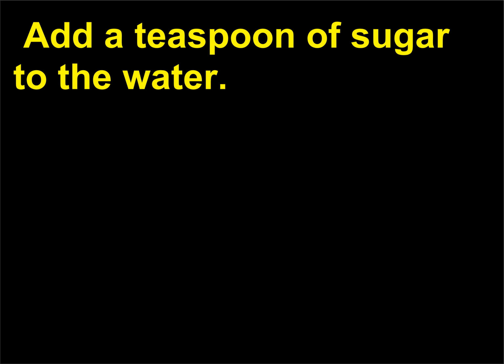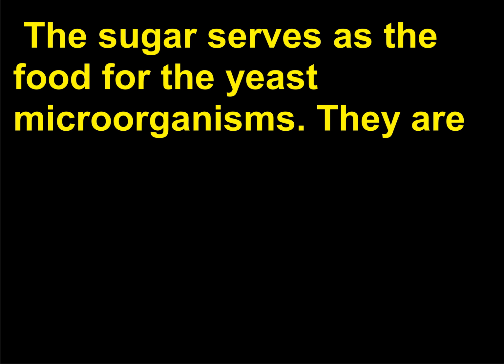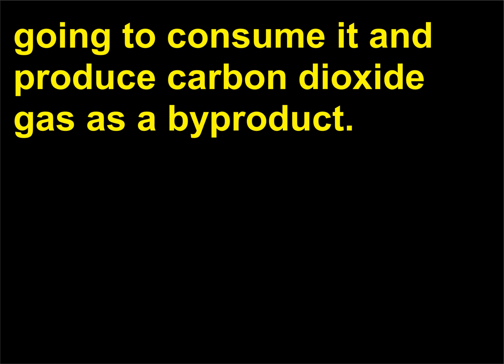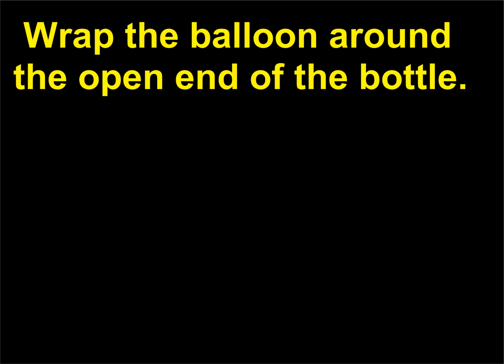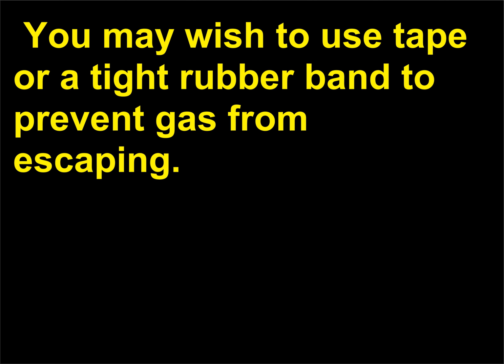Add a teaspoon of sugar to the water. The sugar serves as the food for the yeast microorganisms. They are going to consume it and produce carbon dioxide gas as a byproduct. Wrap the balloon around the open end of the bottle. You may wish to use tape or a tight rubber band to prevent gas from escaping.